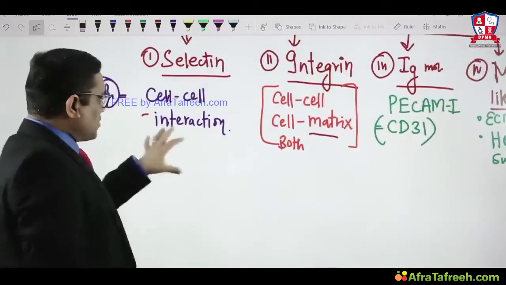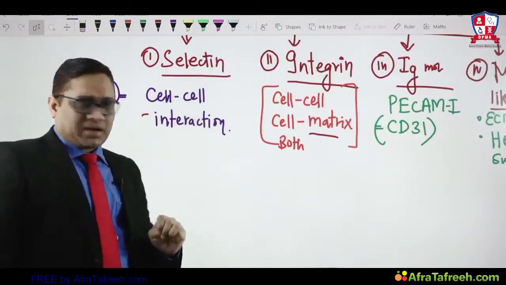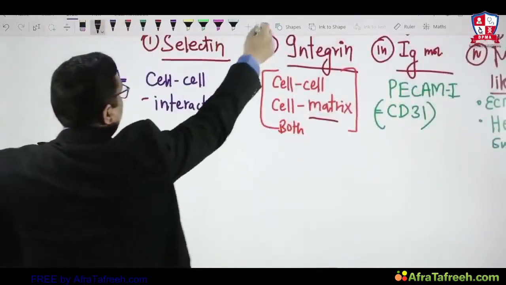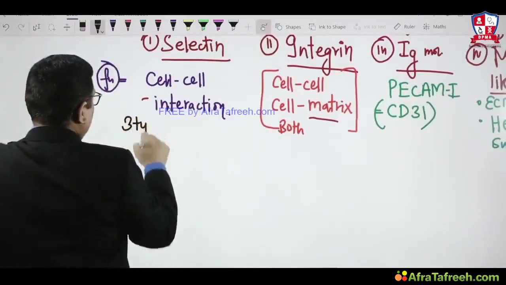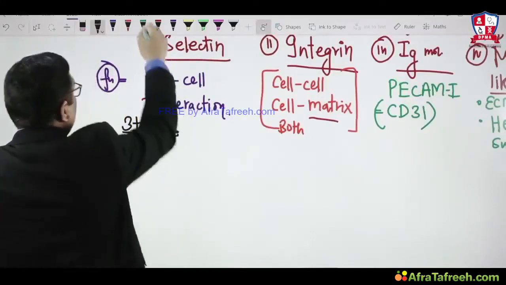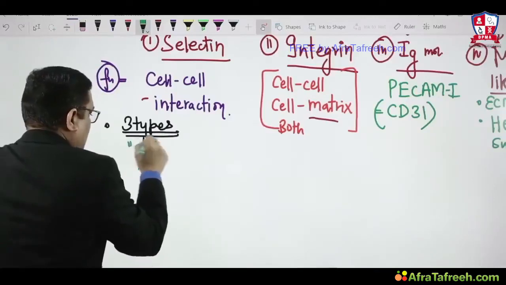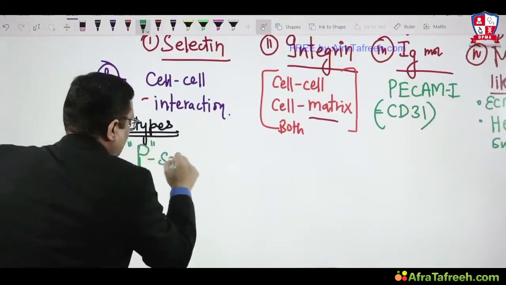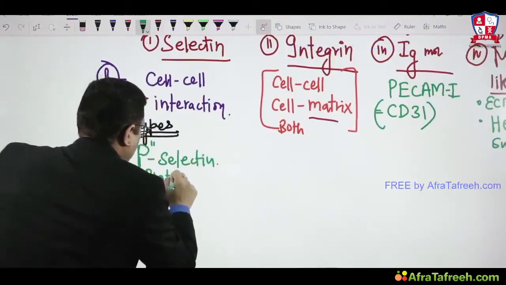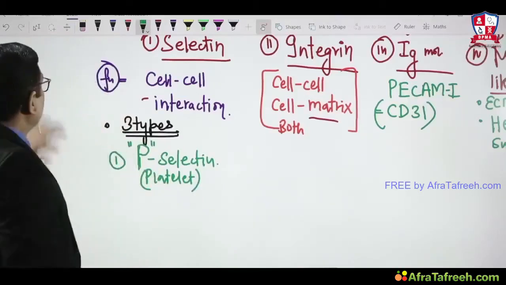Selectin, here I want to emphasize, because this was also a question in the All India exam, there are three types of selectin molecule. What are these three types? One which is present on platelet is called P-selectin, where P stands for platelet. So when they are present on platelet, this is called P-selectin.